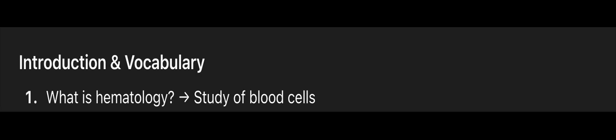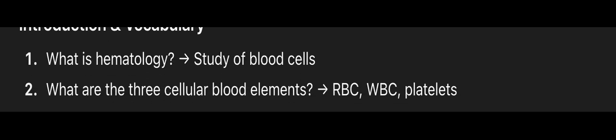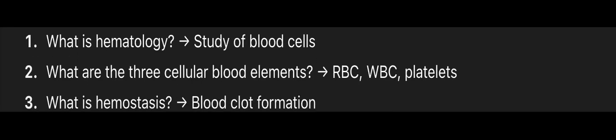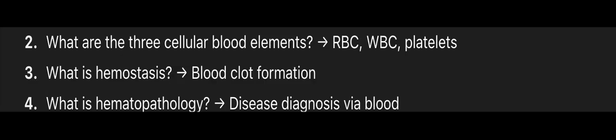What is hematology? The study of formed elements in the blood. What are 3 cellular blood elements? Red blood cells, white blood cells, platelets. What is hemostasis? Blood clot formation. What is hematopathology? Disease diagnosis via blood.